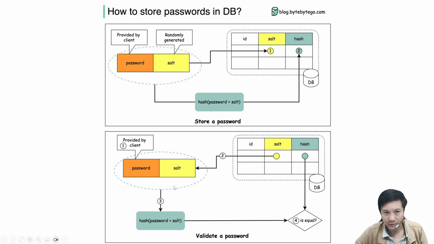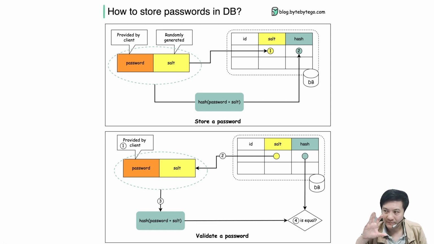When the user wants to log in, they send the password to the system, but we don't know whether the password is correct. We just take out the salt, and then go through the hash function. If the generated hash and the stored hash are the same, then the user logs in successfully.